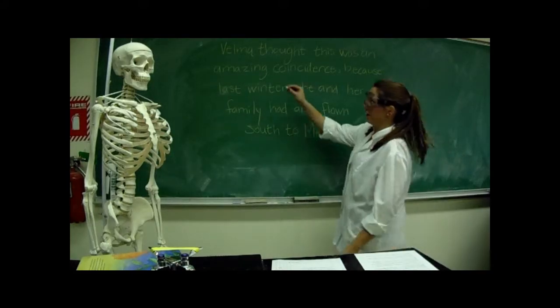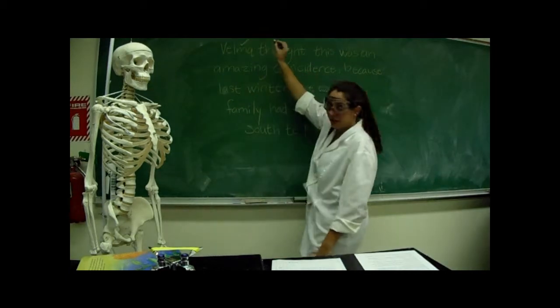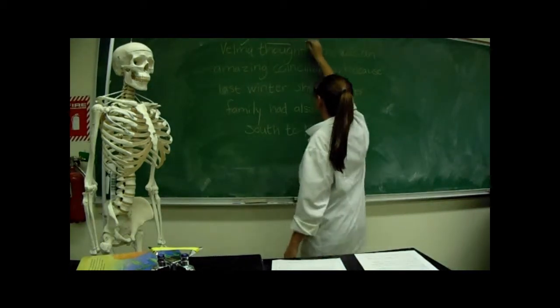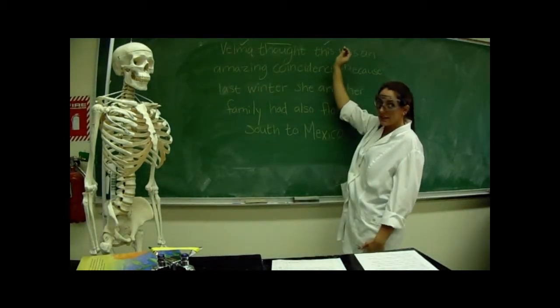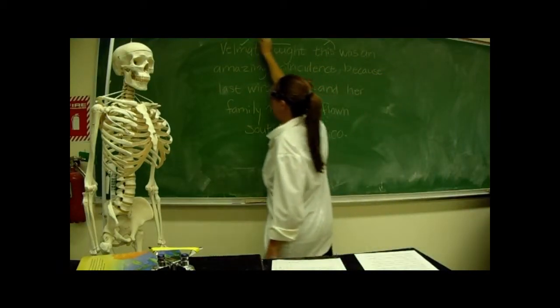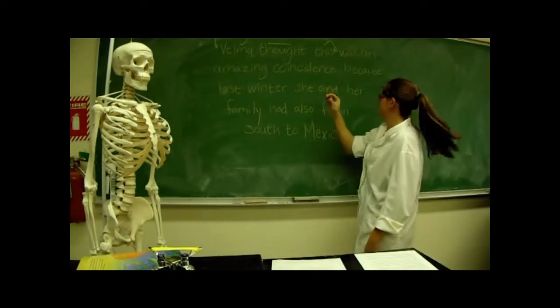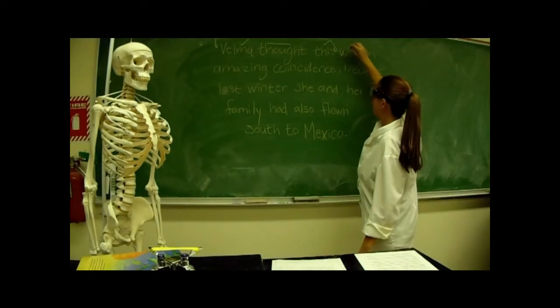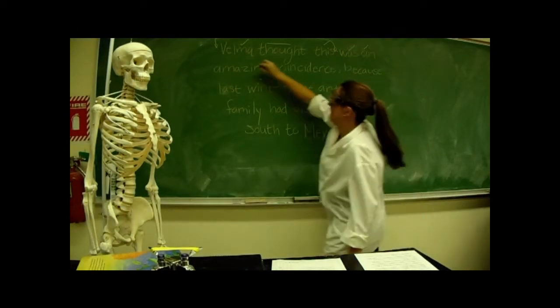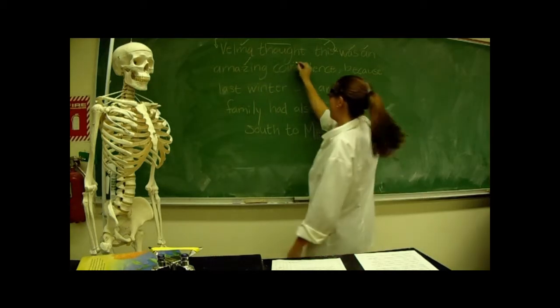Here's how it should look. Velma, and the student skips the word thought originally. This, and she pauses and repeats the whole phrase. So we'll draw our line back to the front and put our little R so we know it was a repetition. Velma thought this was an amazing, and the student says confidence.